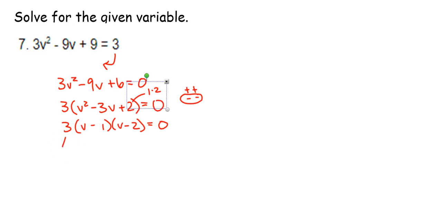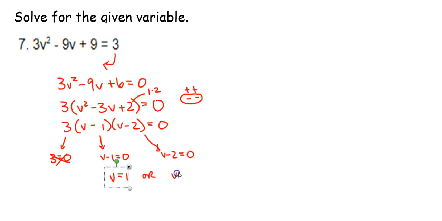So that means one of them has to be 0. So we're going to look at all these different possibilities. So either 3 is 0, which doesn't make any sense, or v minus 1 is 0, which is one of my options, or v minus 2 is 0. Go through and solve, and you have that either v is 1 or v is 2.